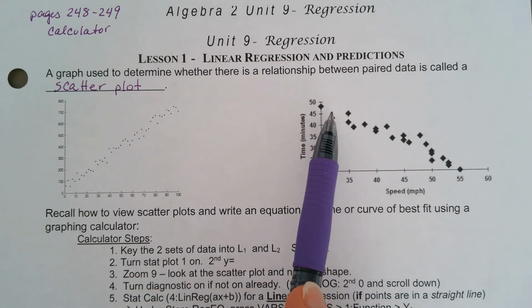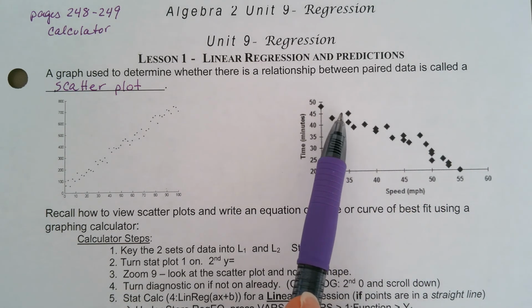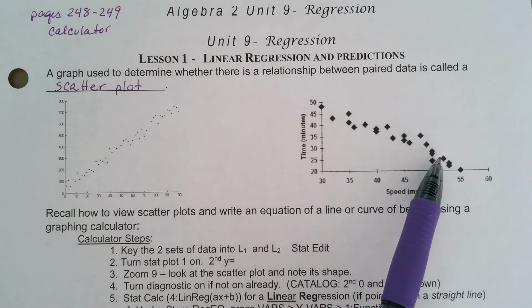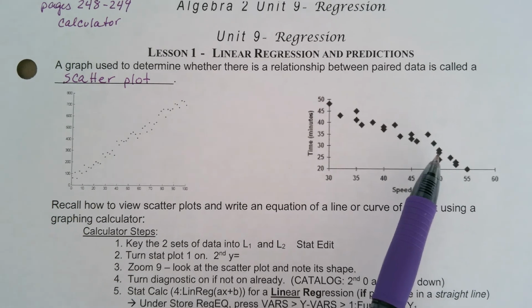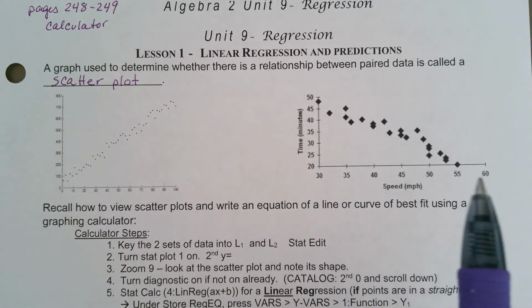Here we have another set of data graphed for us, and this is definitely a linear, but it's going downward. It's a downward slope, so it would have a correlation coefficient that is a negative value.